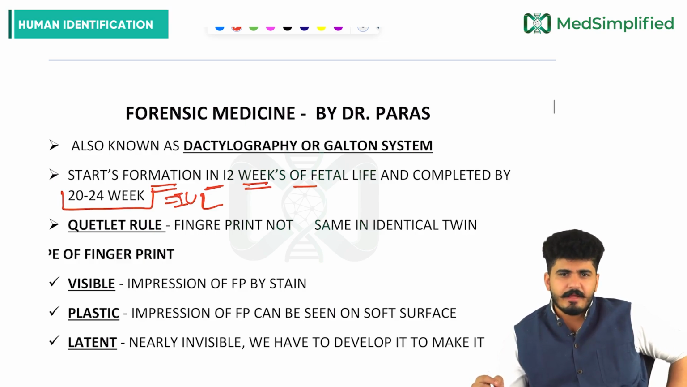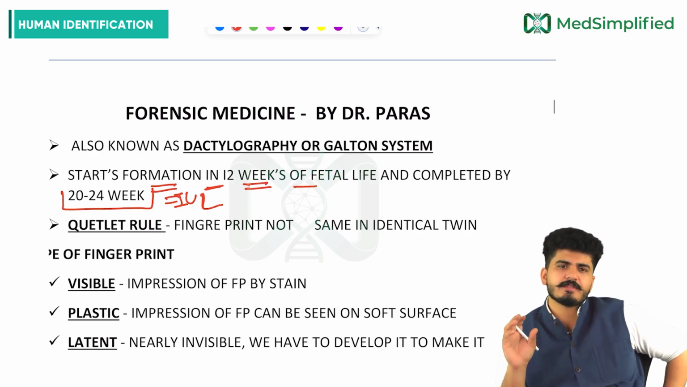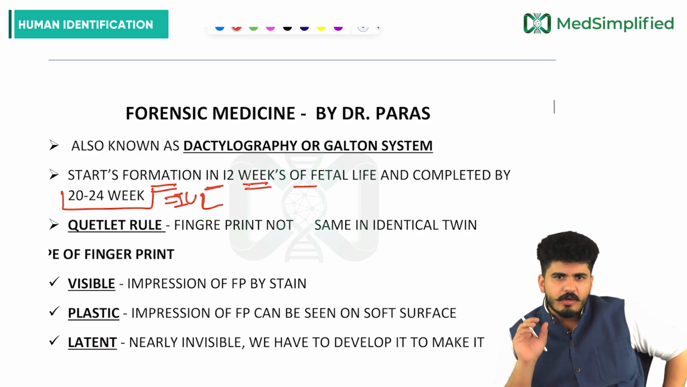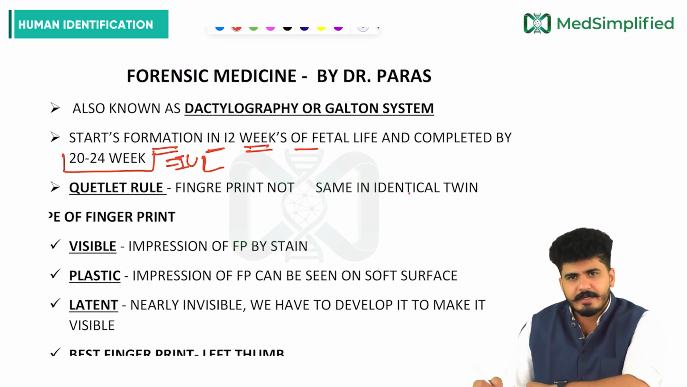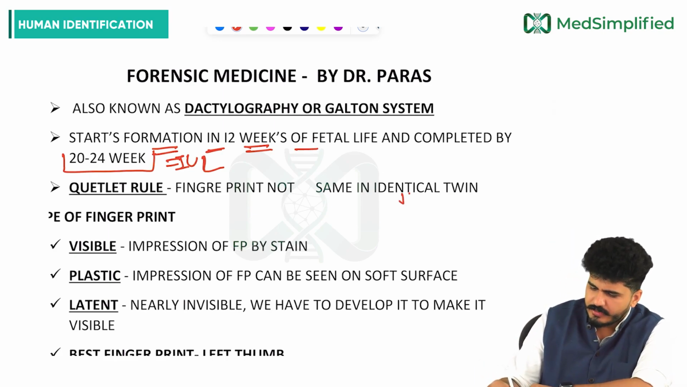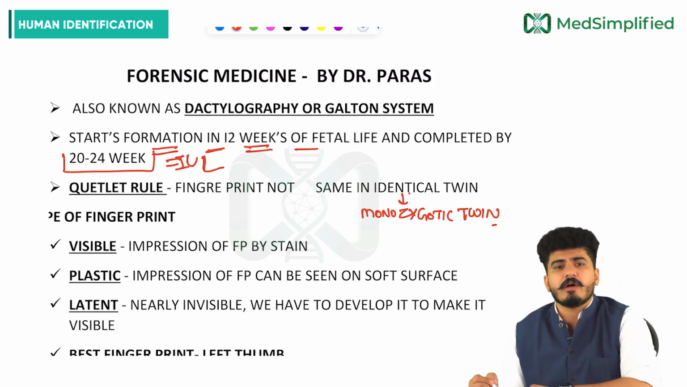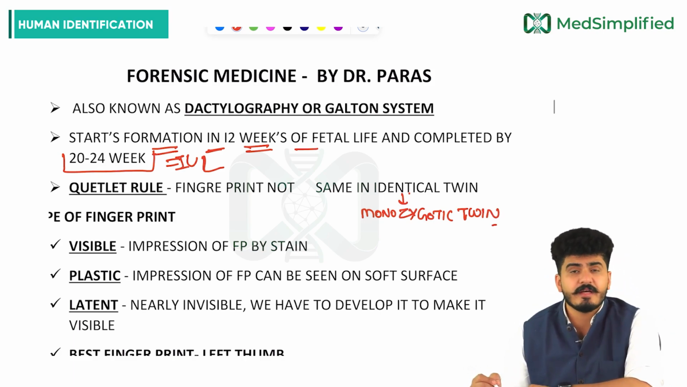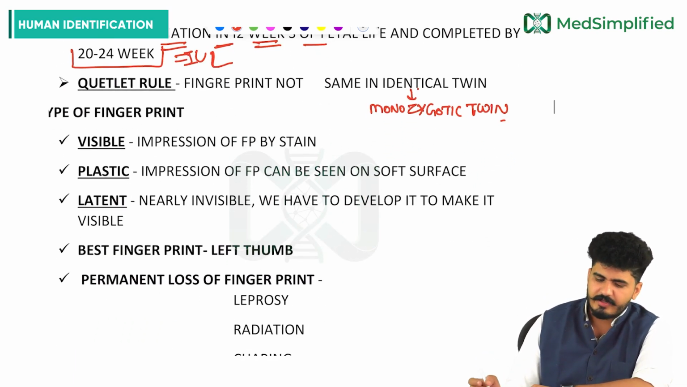Now there is a rule which is followed right here, sir, and that rule is called the Quetelet rule. Quetelet rule says fingerprint is not the same in identical twins. What are identical twins? Identical twins are the monozygotic twins. So their fingerprints are also not the same. This was told by the Quetelet rule. Done, sir?